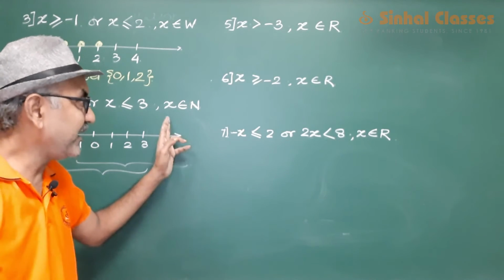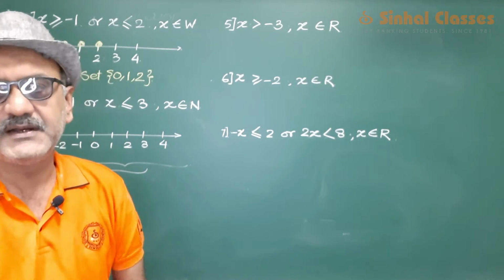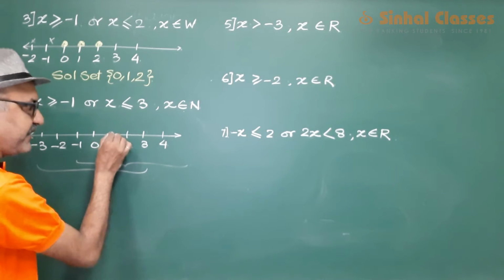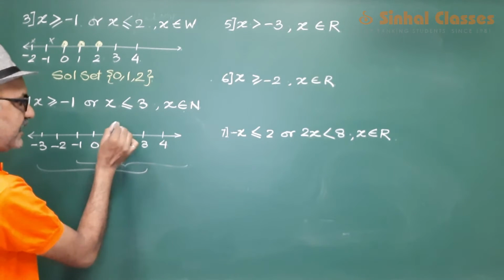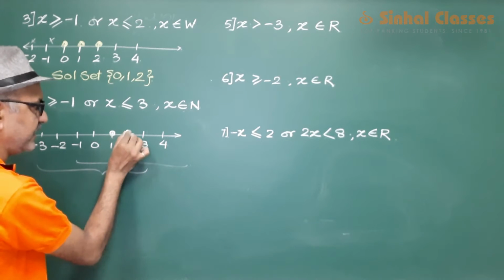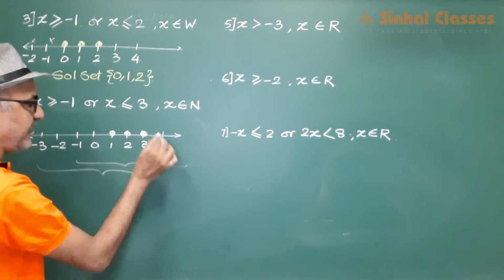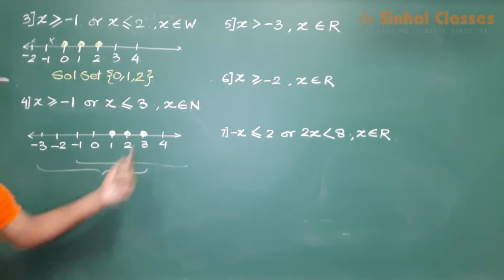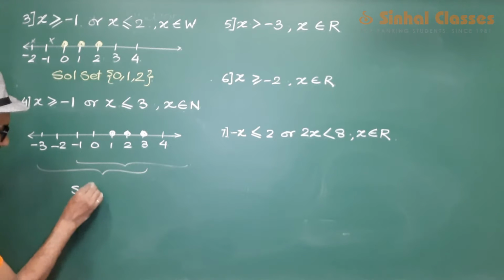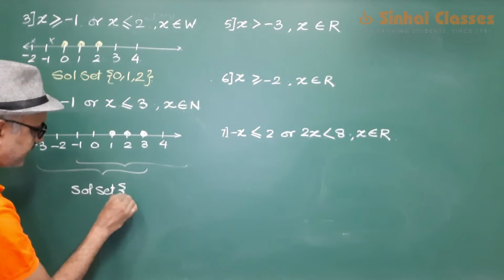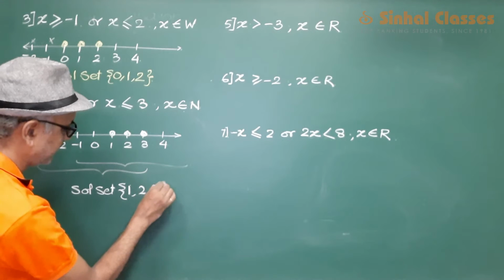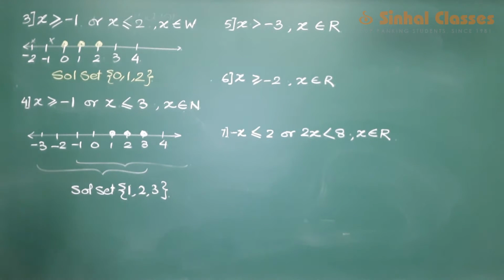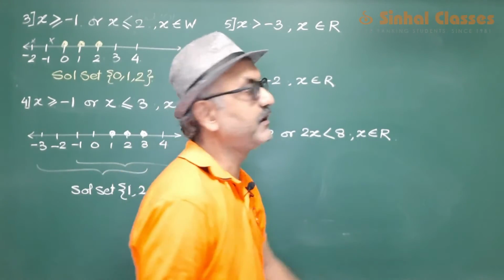That's what we do. Now x belongs to natural numbers. अब रिप्लेसमेंट सेट बच्चों क्या है? नेचुरल नंबर का है. तो नेचुरल नंबर का रेंज स्टार्ट ही 1 से होता है. So you get the answer as 1, 2 and 3 because these are the only 3 common numbers between these two sets. So the solution set should be 1, 2, 3.